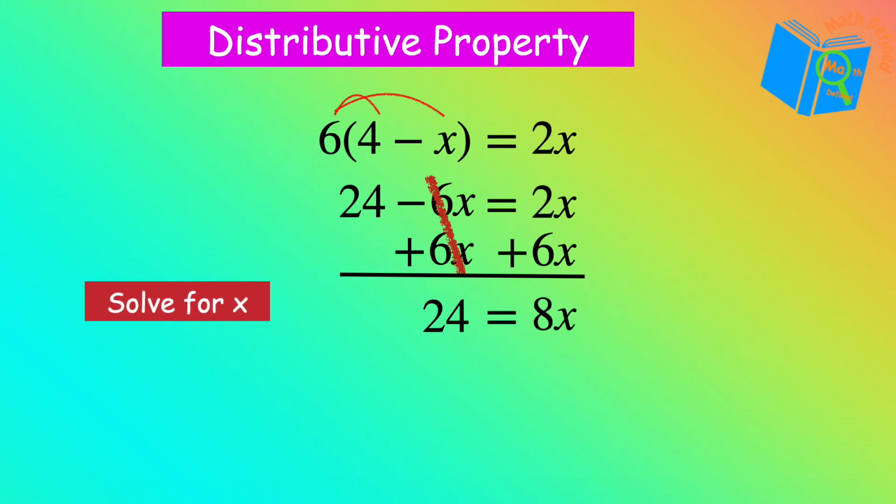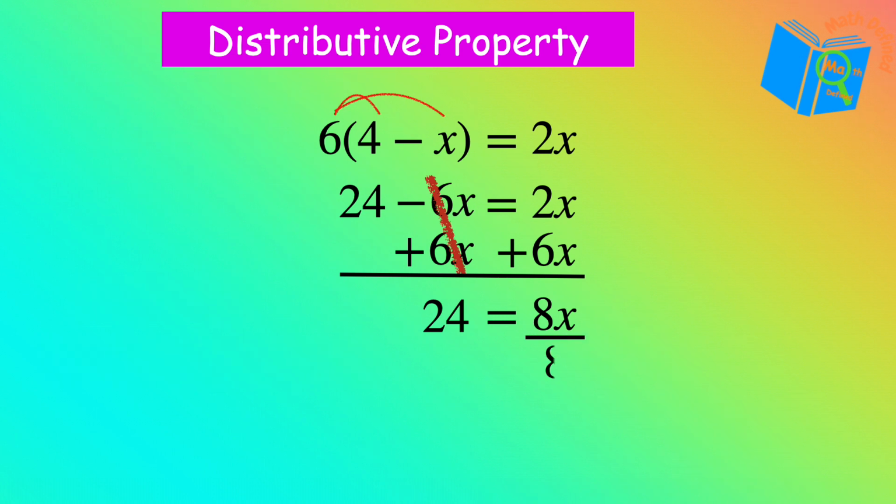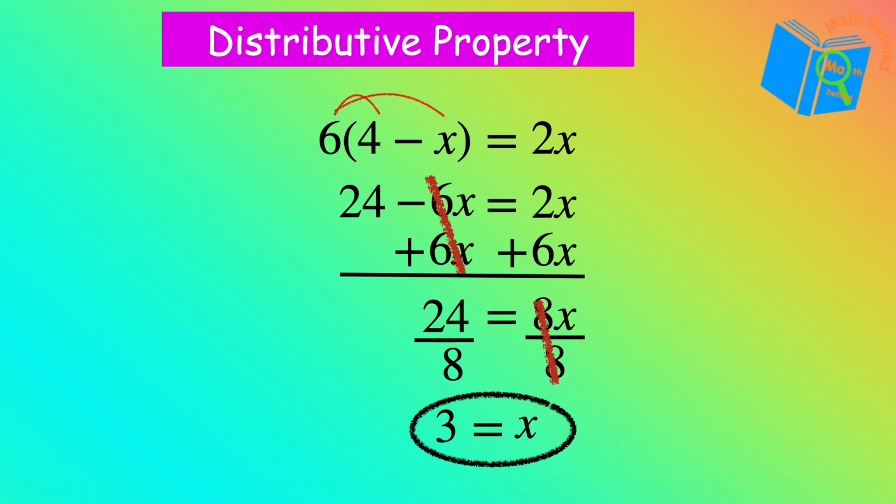Now I can solve for x by undoing the multiplication of positive 8 times x. To undo the multiplication, I will divide by positive 8 on both sides of this equation. On the right side, the positive 8's will cancel each other out, leaving just the x, and positive 24 divided by positive 8 is positive 3. So the solution for this equation is x equals positive 3.